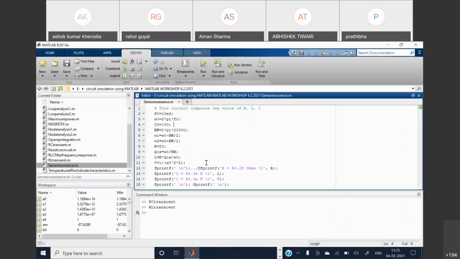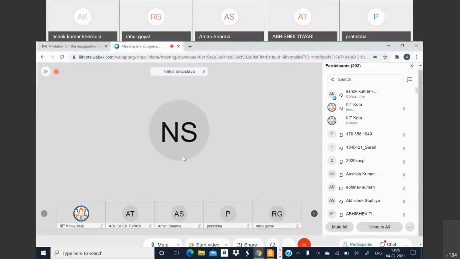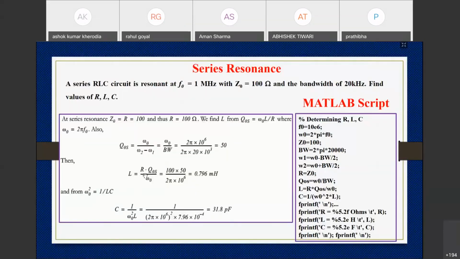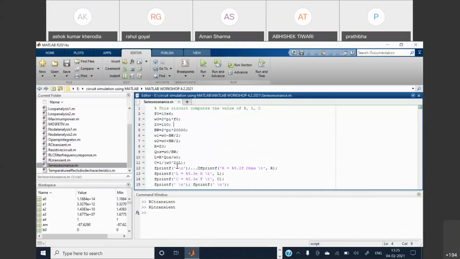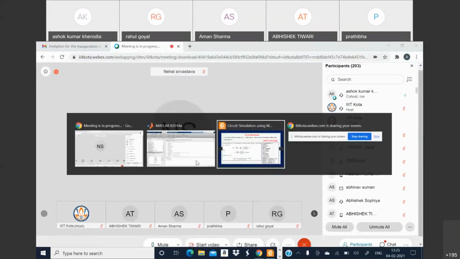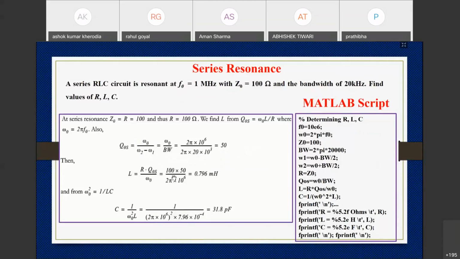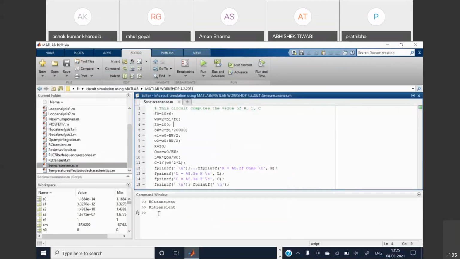Then you can compute L, that is R into QS upon omega naught. Then you can find C, that is 1 upon omega naught square L. See here, so we are getting C equal to 1 upon omega naught square L. Then when I run this, these all are for printing purpose, fprintf.